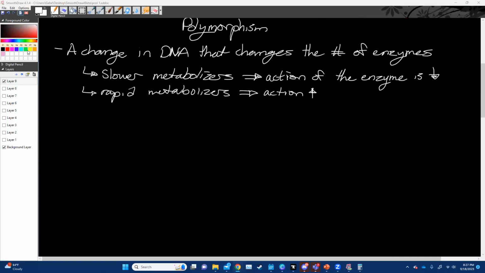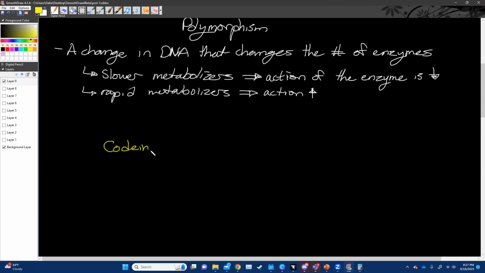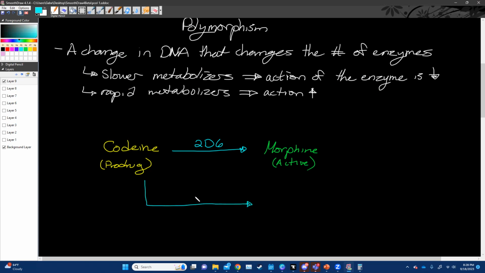So let's map this out a little bit. We have codeine, which is, for all intents and purposes, going to be our prodrug. And codeine is metabolized via 2D6 into morphine, which is our active drug, or it can be inactivated via 3A4 into its inactive metabolite.